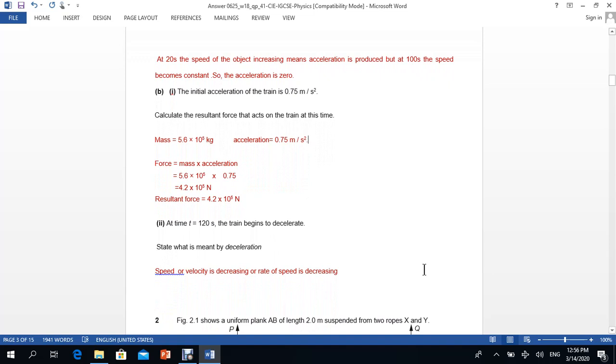They're saying that at the time 20 seconds, the train begins to decelerate. State what is meant by decelerate. Deceleration is also sometimes called negative acceleration. Negative acceleration means that the speed is decreasing or the velocity is decreasing.